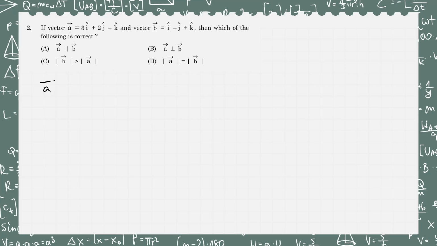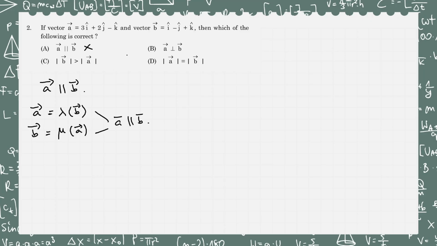When will we say A vector parallel to B vector? Let's think about it. When vector A equal to lambda times vector B, or vector B equals some mu times vector A, that is when we say both A and B are parallel to each other. Correct? But here there is no way that when we multiply vector B with some number to get our A vector, or we can multiply vector A with some number to get B. Both are impossible. So A parallel to B is not correct.